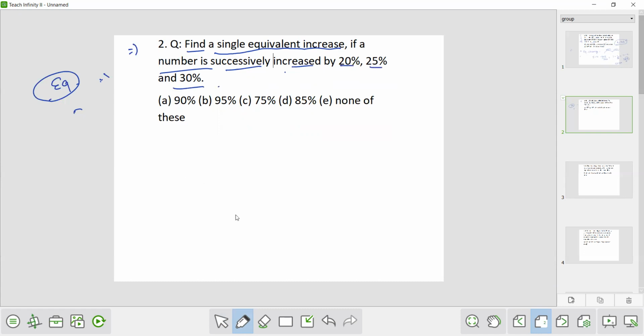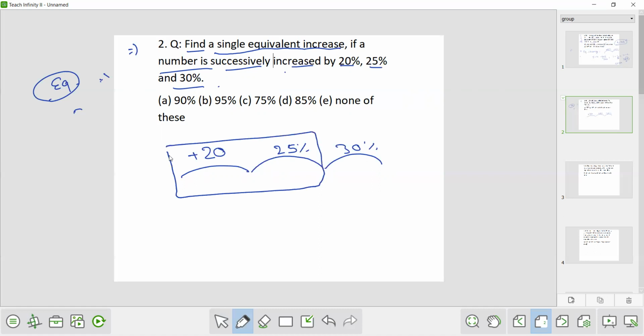So how to find this? Look, first the number got increased by 20%, then it got increased by 25%, and then it got increased by 30%. So what we will do is take the equivalent change of the first two, and then whatever comes, we will take the equivalent change of the resultant of the first two and the last one.